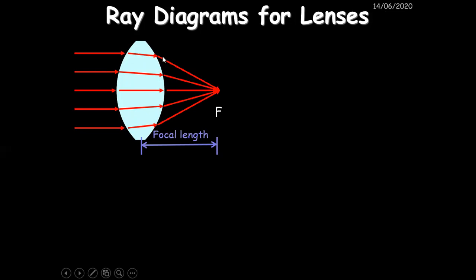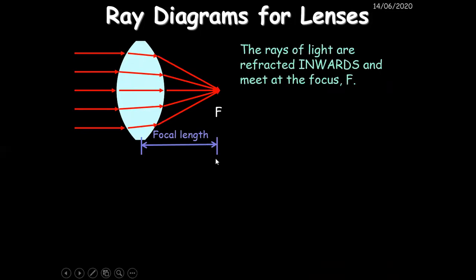Now, if you look at the lens and you draw a line down the middle of it, and you measure the distance from this line to the focal point, to what we just spoke about, we call that the focal length. If you ever become an optician, this length here, you'll be speaking a lot about it. So a converging lens, the rays of light are refracted inwards and meet at something called a focus, or the focal point.